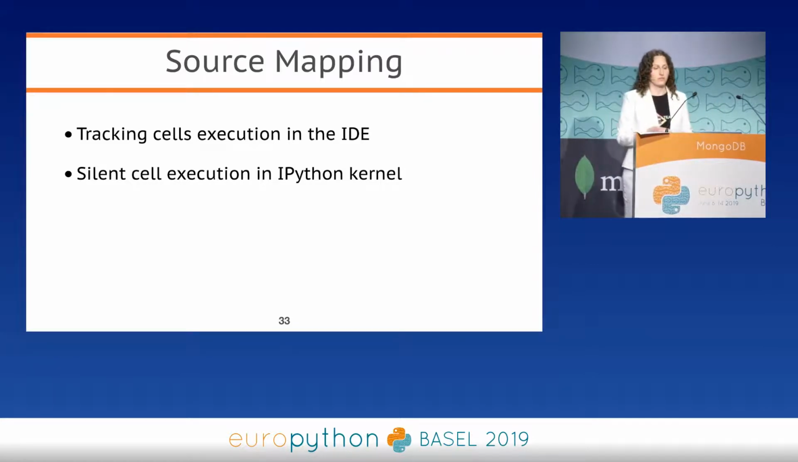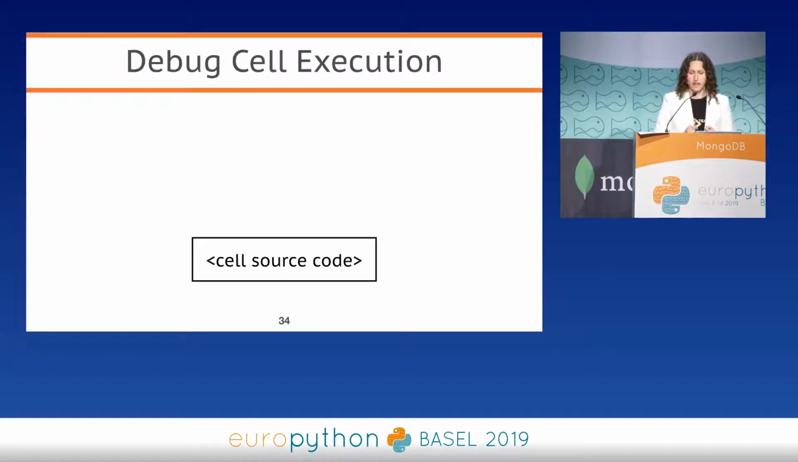That means that you can execute some code in a silent mode, so it will be executed in the context of the IPython kernel, but it won't be added to the kernel history, and it won't increase the execution counter. How did we use it to support source mapping? Now, before sending a real cell code, we can send several util commands in a silent mode.